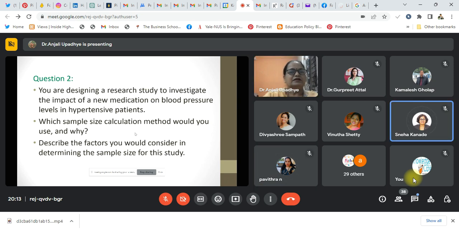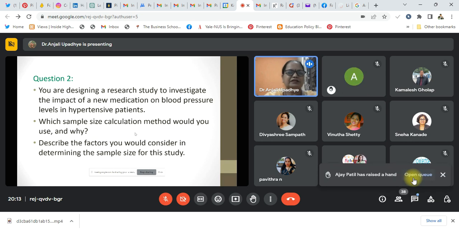Now, you can see here, this is question number 2. You are designing a research study to investigate the impact of new medication on blood pressure levels in hypertensive patients. This will be t-test, ma'am, before and after? Yes, simple paired t-test, before after paired t-test.